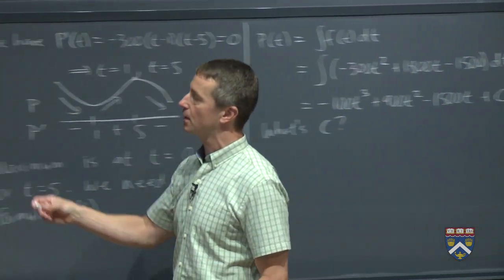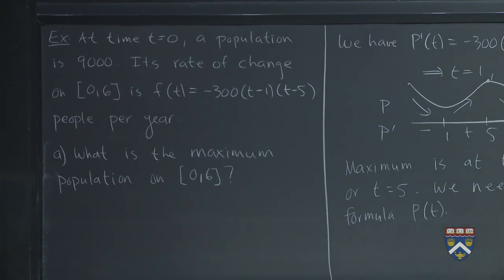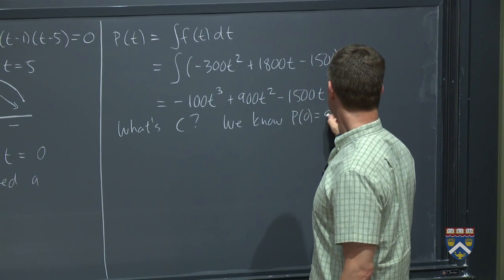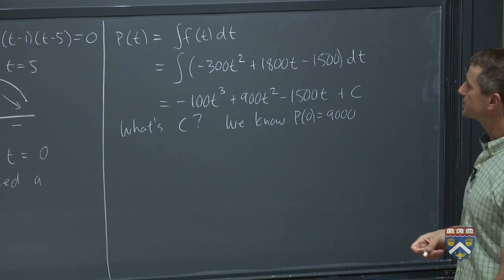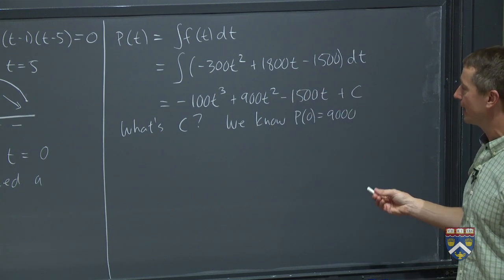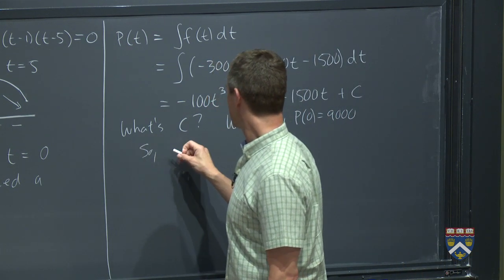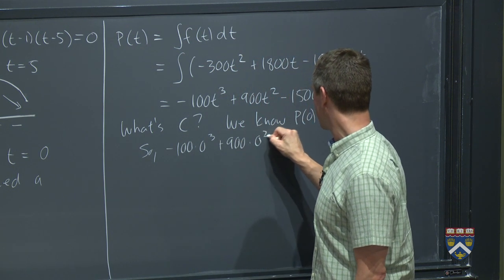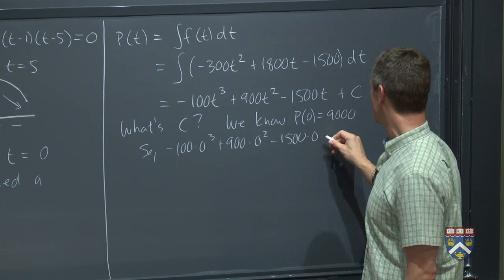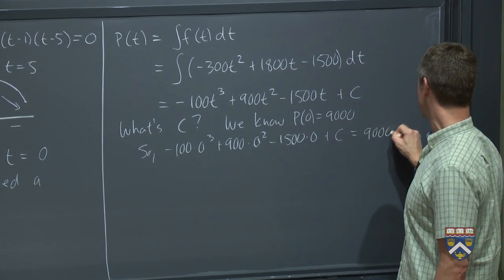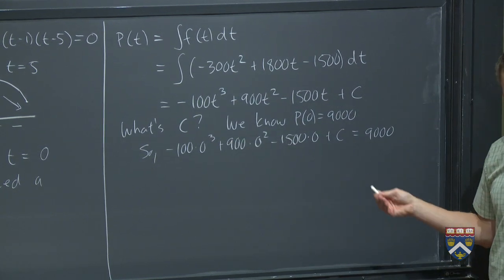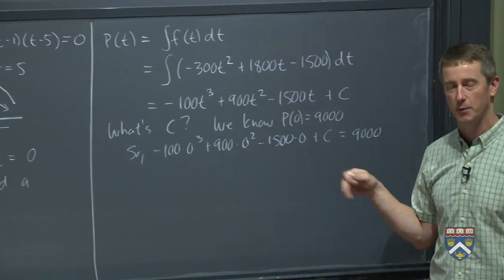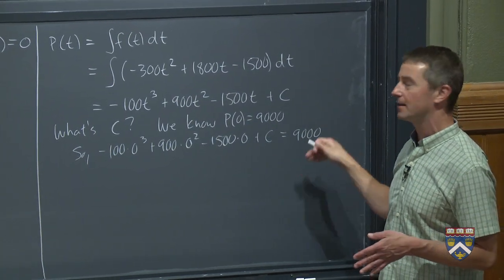We were told that at time 0, the population is 9,000. So we know that P of 0 is 9,000. So if I plug 0 into this, I've got to get 9,000. So negative 100 times 0 cubed plus 900 times 0 squared minus 1500 times 0 plus c has got to equal 9,000. But all of these terms just become 0, and so we see that the c is going to be 9,000, right? In this case, because these were all just power functions, when we plugged in 0, we got 0, and the c ended up being the value at time 0.